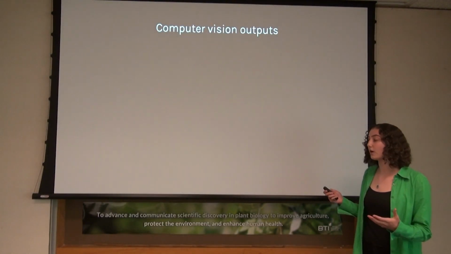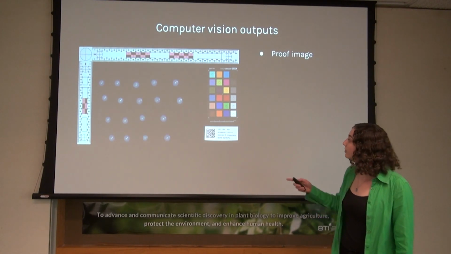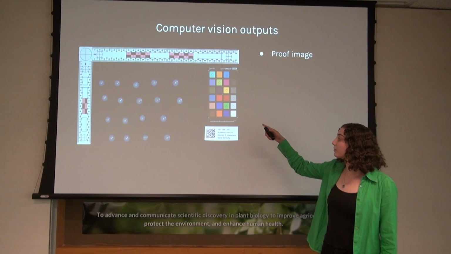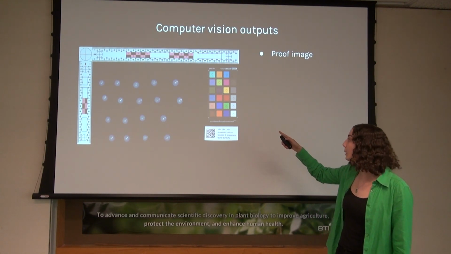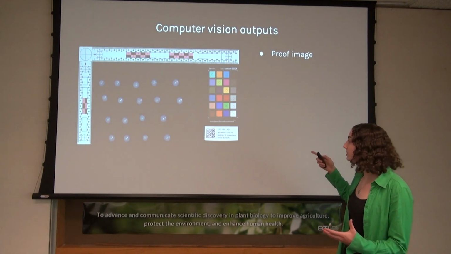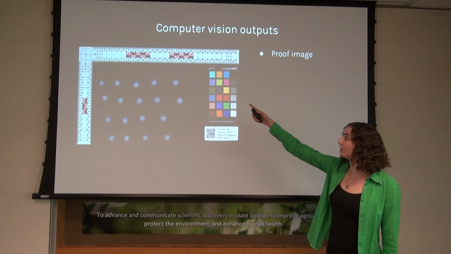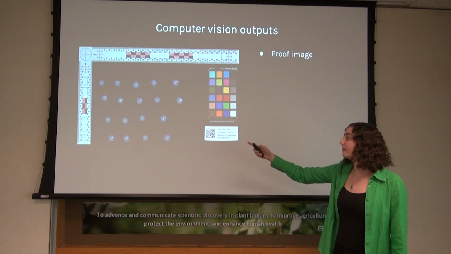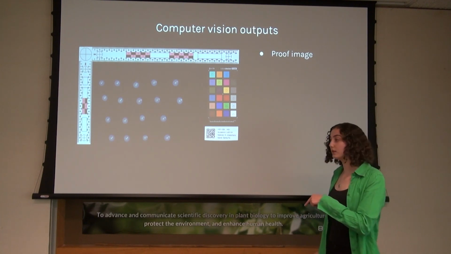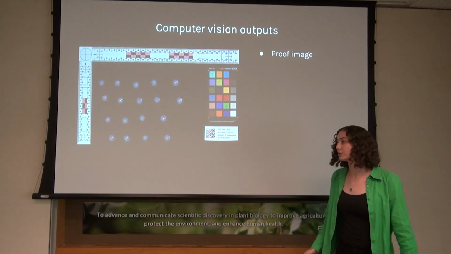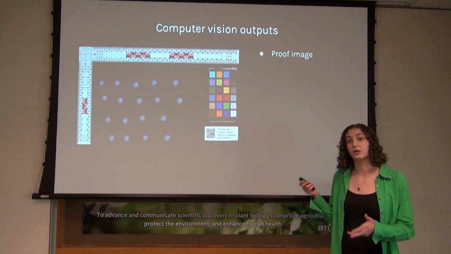So the outputs of our tool are first a proof image. This shows us first that we are correctly finding the color checker and all of the chips in the color card. We use that to color correct the image. We also find the QR code and label that, as well as the rulers in the scale. And then we segment out each fruit individually and label it with the number and put a mask to show that it's found. So this proof image acts as our verification.